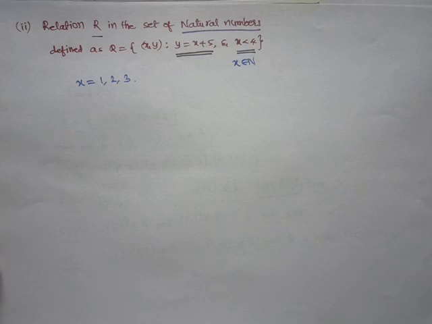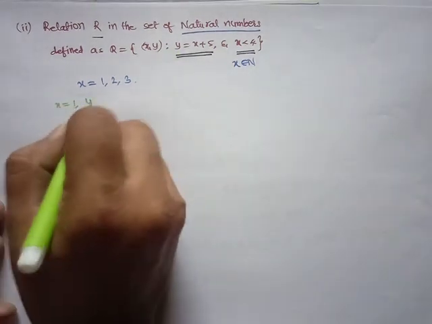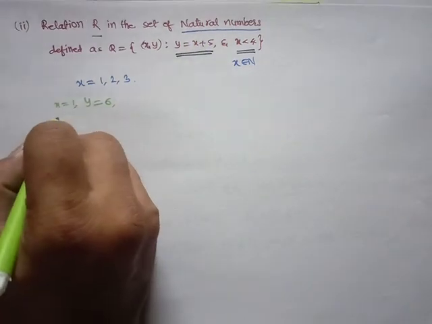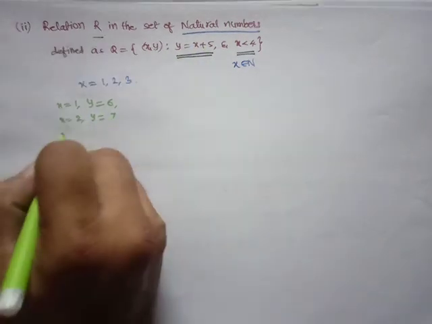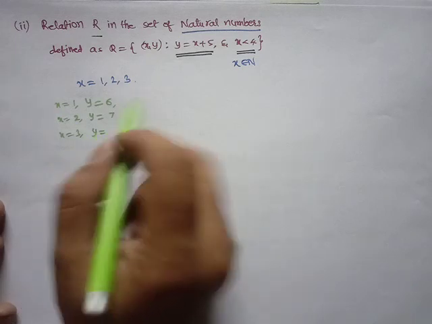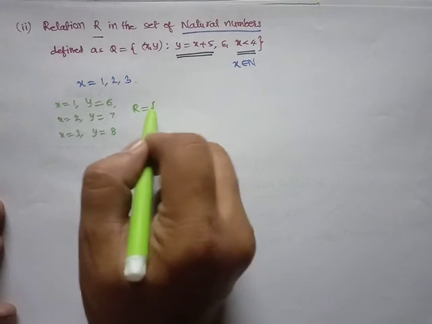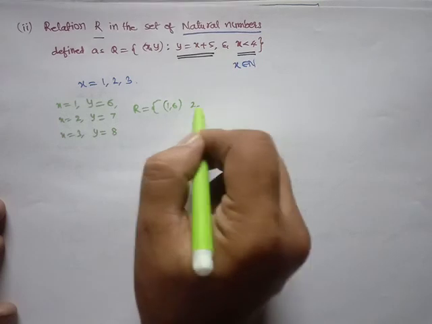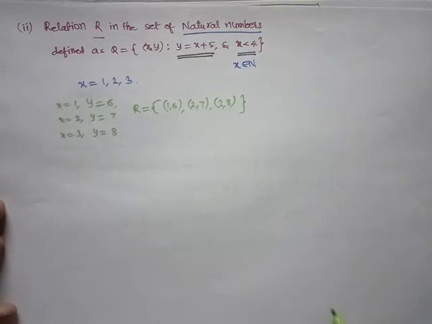So after considering x is equal to 1 to 3, what about your y value? X is equal to 1, then y is equal to 1 plus 5, 6, and x is equal to 2, then y is equal to 2 plus 5, 7, x is equal to 3, y is equal to 3 plus 5, it is 8. Then the relation can be written as (1, 6), (2, 7), (3, 8). This is your set.